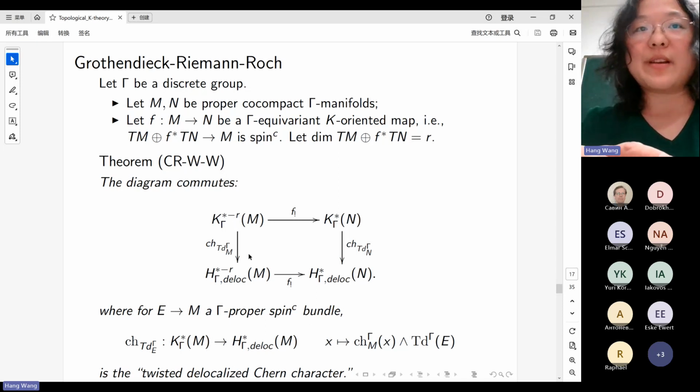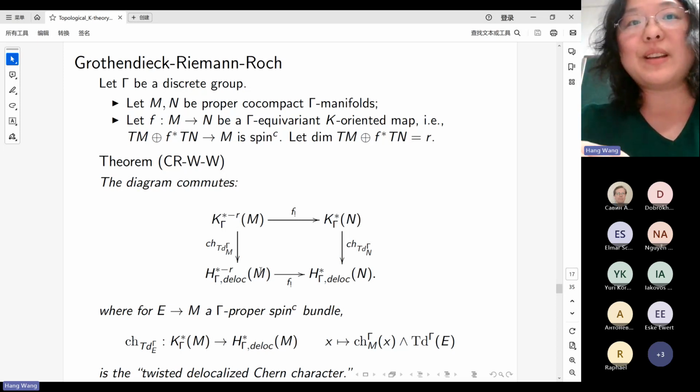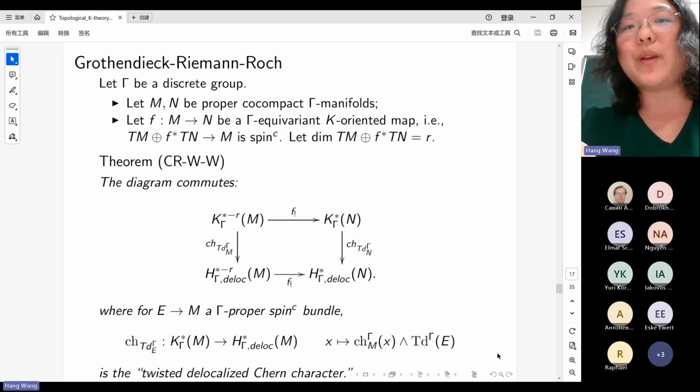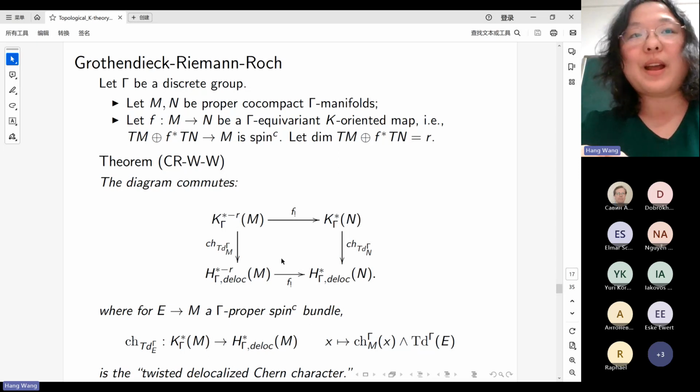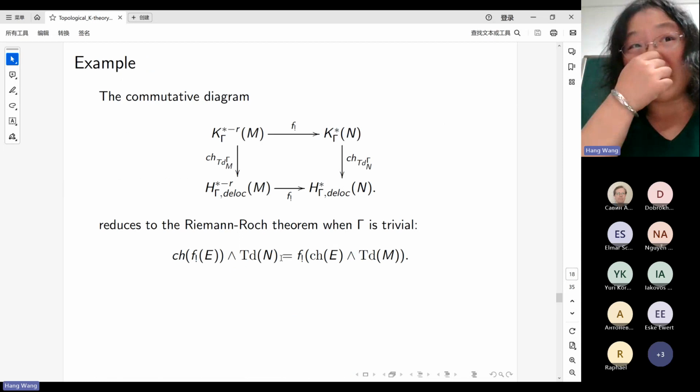And from K-theory to ordinary cohomology theory, we have the Chern character map. But one knows that from the classical index theorem, this does not commute. So we fix the Chern character map by twisting the Chern character with the Todd class. And after twisting with the Todd class, we can make a commutative diagram. And we call that the Grothendieck-Riemann-Roch theorem in this setting. This is the main theorem.